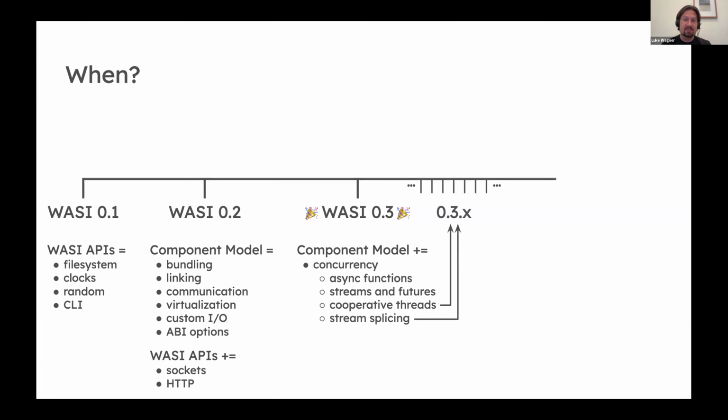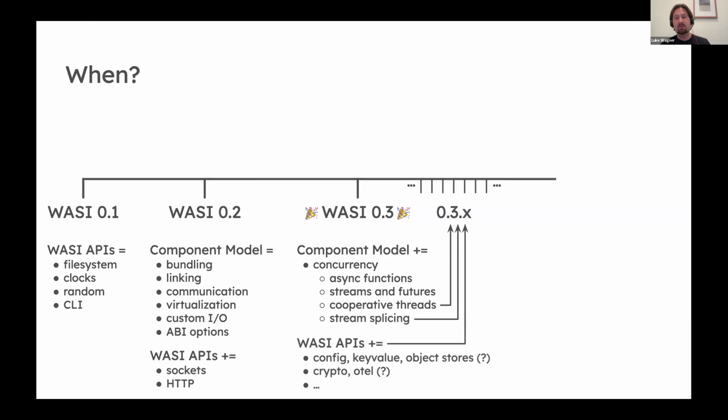Now, in 0.3.0, we didn't add any new WASI APIs. We just upgraded the old ones to use new WIT features. But with our concurrent foundations built, we'll resume adding new WASI APIs in 0.3 minor releases, with good next candidates being config, key value, and object stores, crypto, and OpenTelemetry. But likely many more, because with our heterogeneous layered approach to APIs, the more the merrier, and it mostly just comes down to who shows up to the WASI subgroup with multiple interoperable implementations.